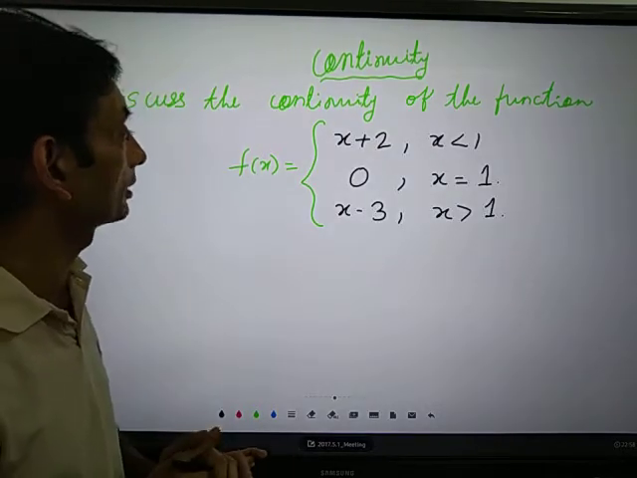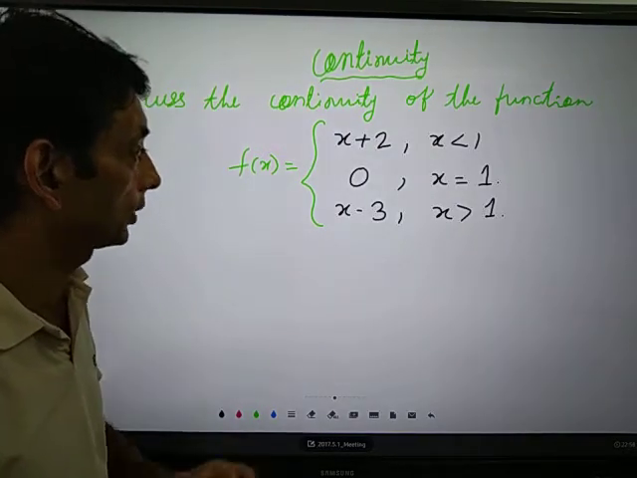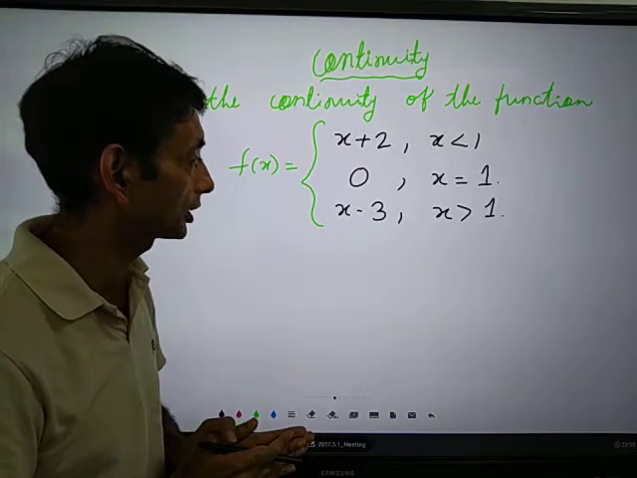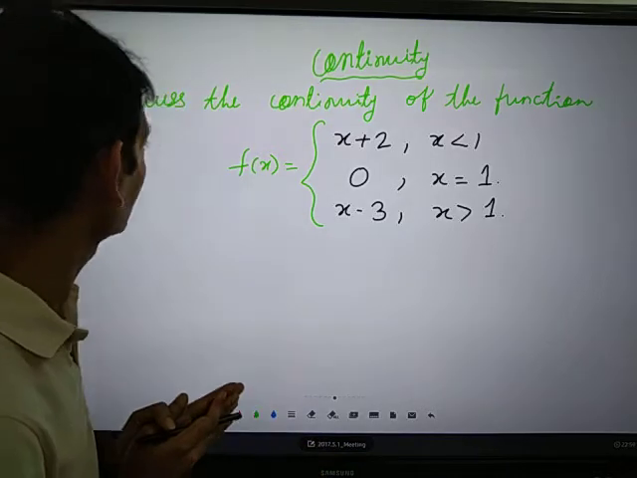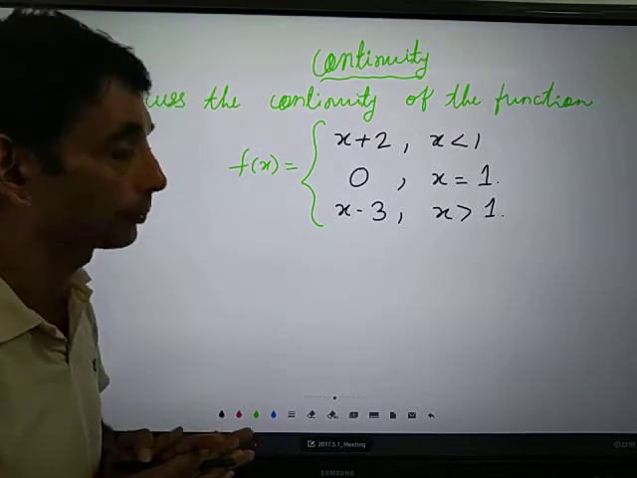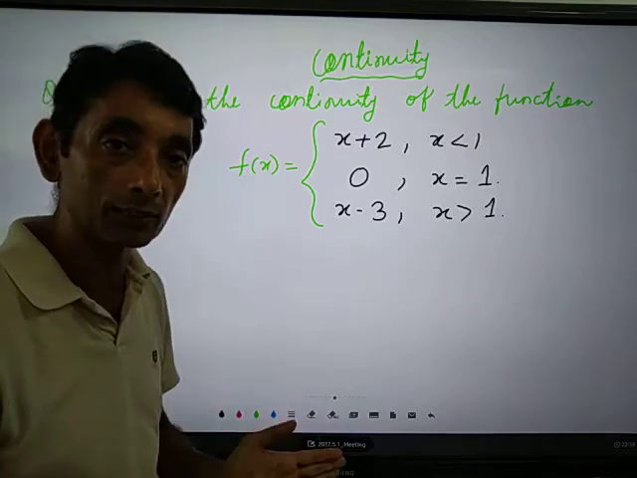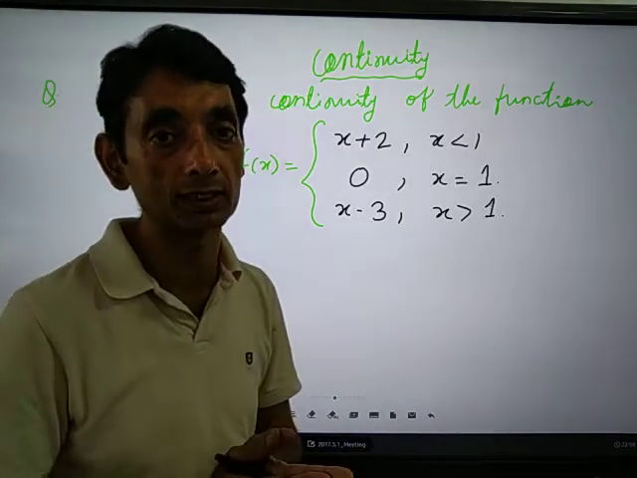A function is given that f(x) equals x plus 2 for x less than 1, equals 0 for x equal to 1, and x minus 3 for x greater than 1. The question is, discuss the continuity of the function. So we need to see whether the function is continuous or is there any point of discontinuity.